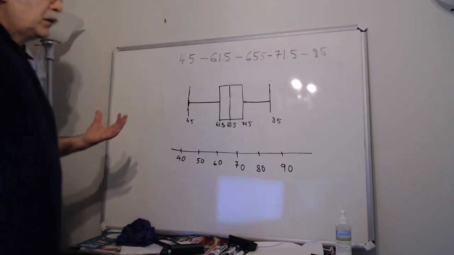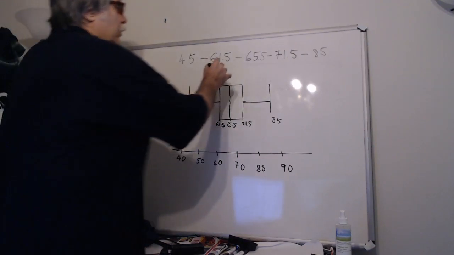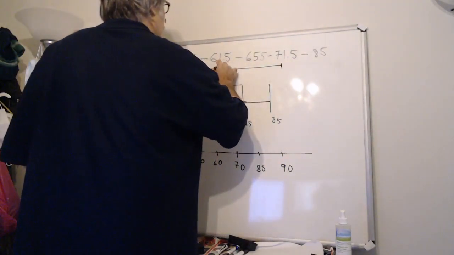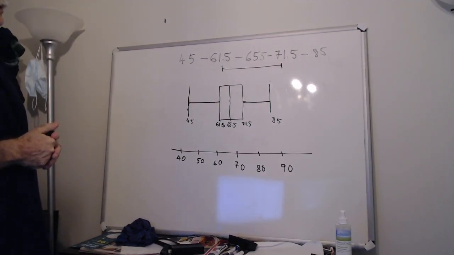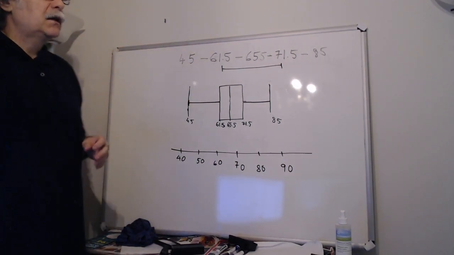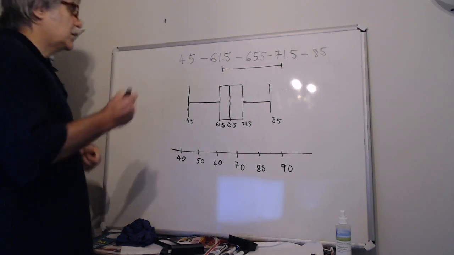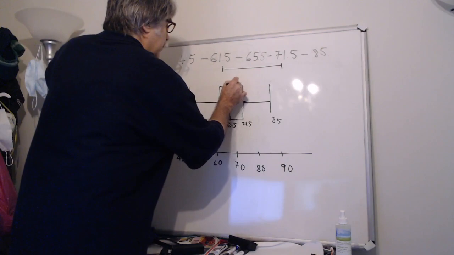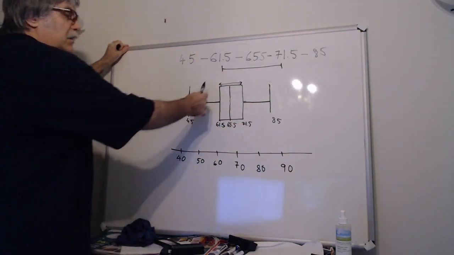Okay. So now I want to point out, where do you see this interquartile range? Interquartile range is this range between 61.5 and 71.5, which is not a part of a box plot. I'm just indicating this is the interquartile range of 10. That's the interquartile range of 10 right here. Quartile 1, quartile 3, this is 10.